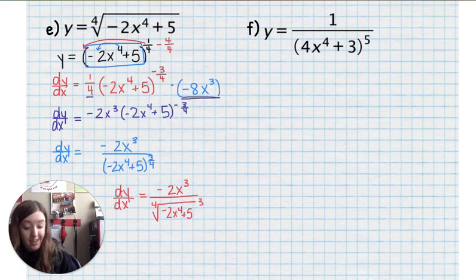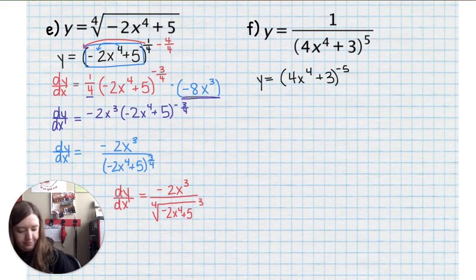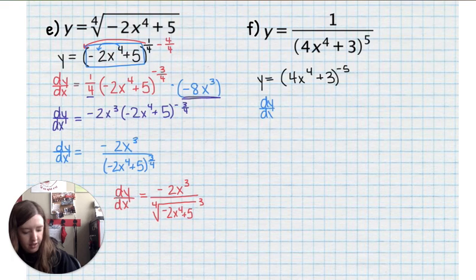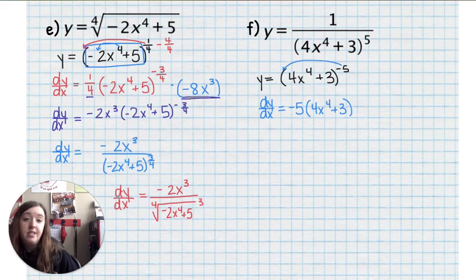So we will rewrite this with just exponents. So this is the same thing as 4x to the 4th plus 3 to the negative 5th power. To find our derivative, dy dx, we'll take the derivative of the outside. So I'll bring down that negative 5. The inside doesn't change. Subtract 1 from our power, negative 5 minus 1 is negative 6.